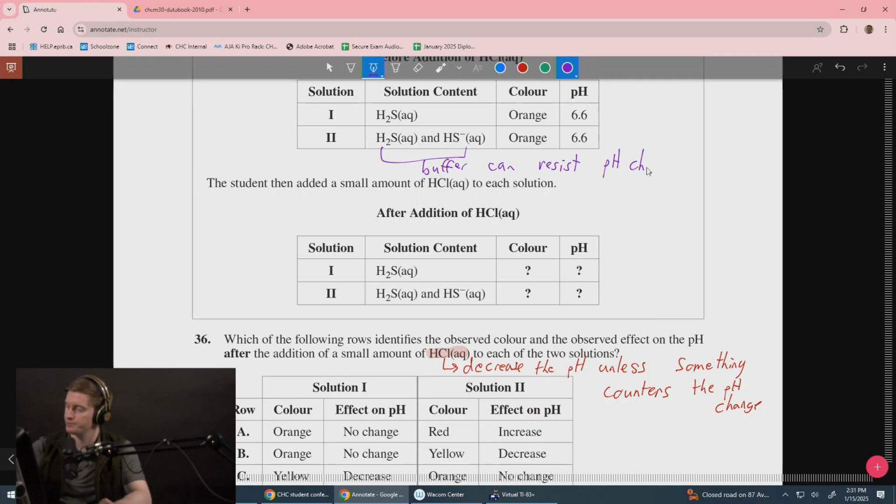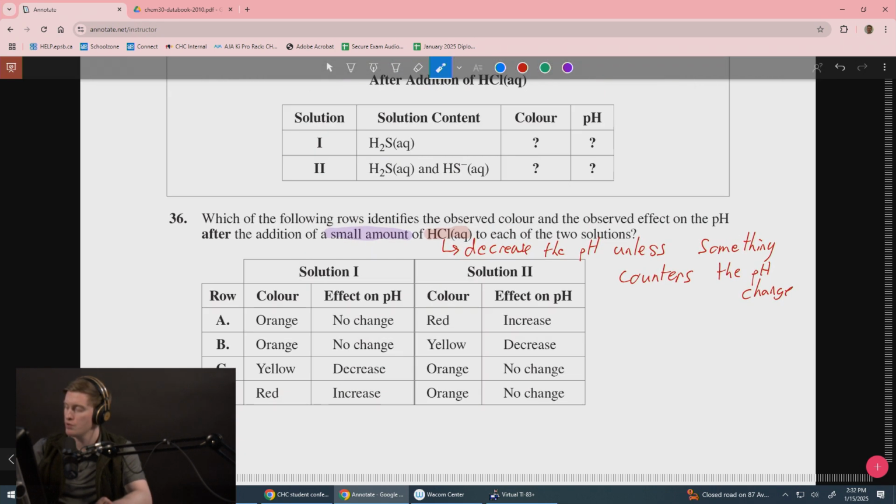pH change. Now they are making it clear that they're adding a small amount of hydrochloric acid, which means that if there's a buffer present, it'll have a negligible effect on the pH. So solution 2, we should see no real change in the pH. And if we have no real change in the pH, then there won't be a change in the indicator.